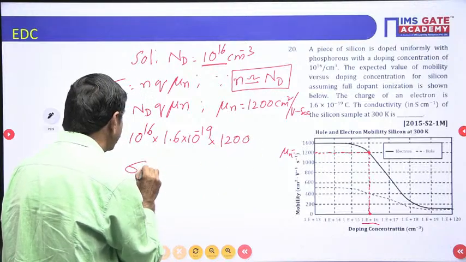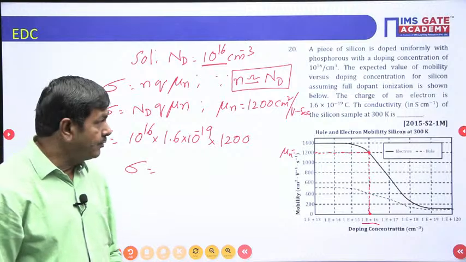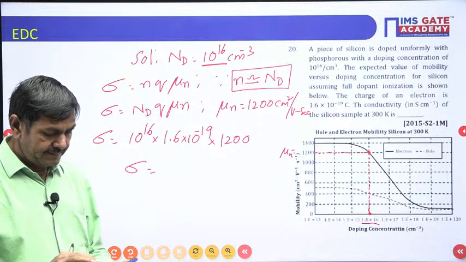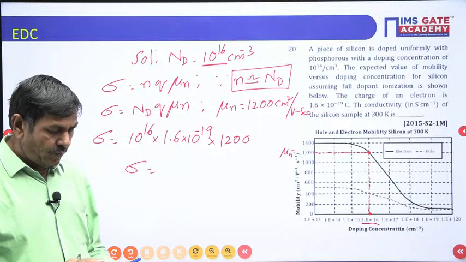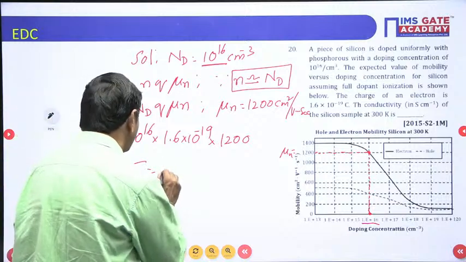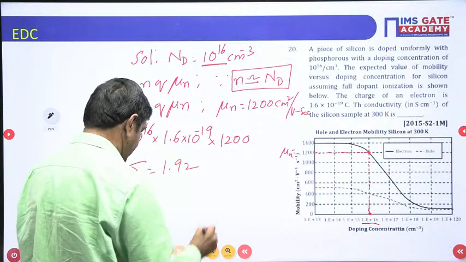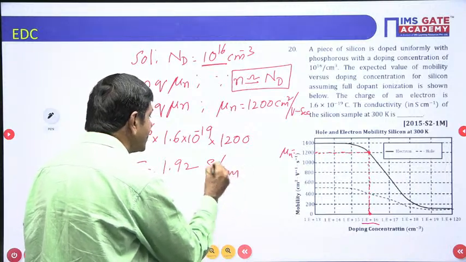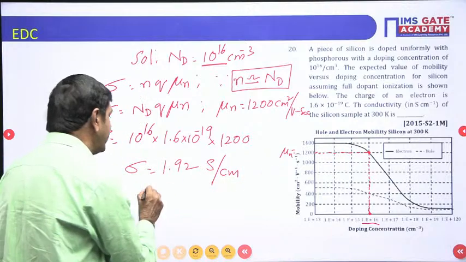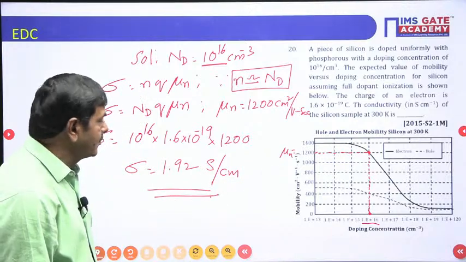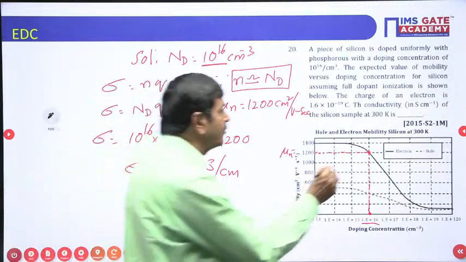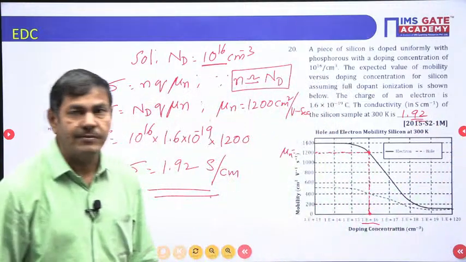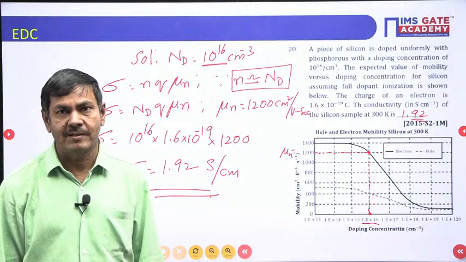Use a calculator and you will get sigma. The value is 1.92 Siemens per centimeter, otherwise mho per centimeter. This is the solution for this question: 1.92. I can put this answer directly. That is the answer. It's a GATE 2015 question. I hope you followed so far. Thank you.